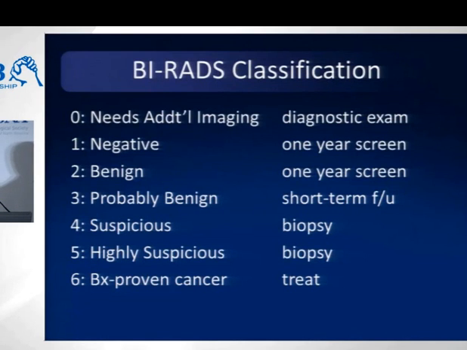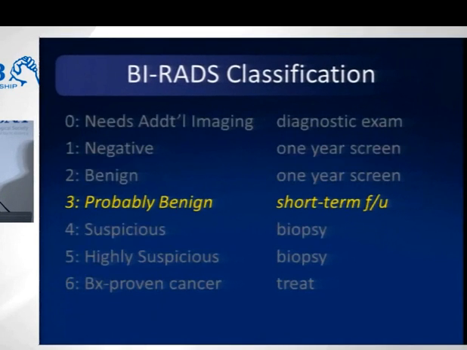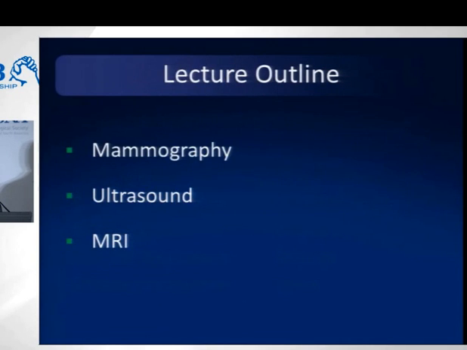So we're going to spend the rest of this talk talking about the rules for one specific final assessment category, the probably benign lesion. And the outline is pretty simple. We're going to talk about probably benign lesions as they pertain to mammography, ultrasound, and MRI, starting with mammography.